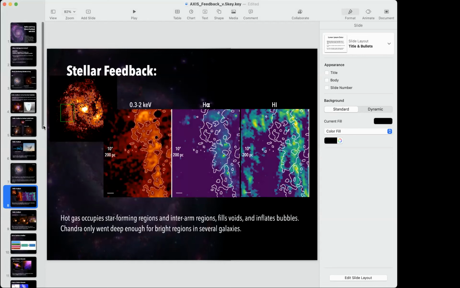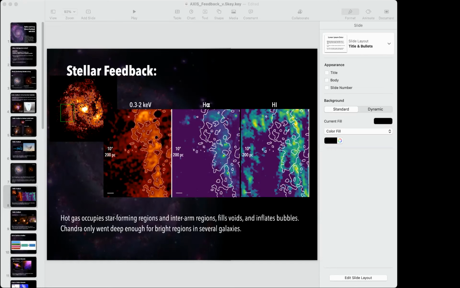and then again, if you zoom into the region, you can see some of the structures, and the middle is the H-alpha image, and the right is the neutral hydrogen image, and the contour is the X-ray, and you can see some of the structures in those are not completely related, but there is a structure along the star-forming activity.